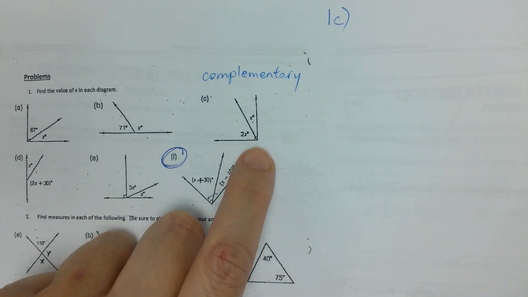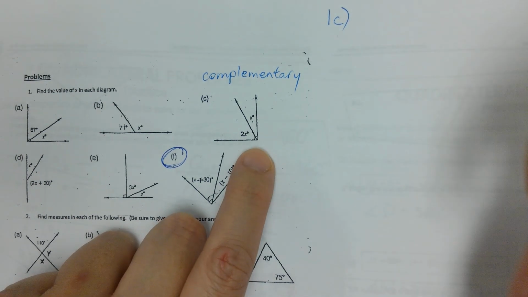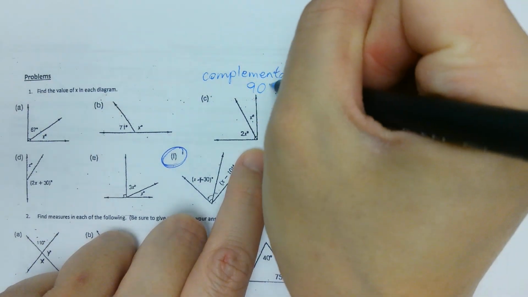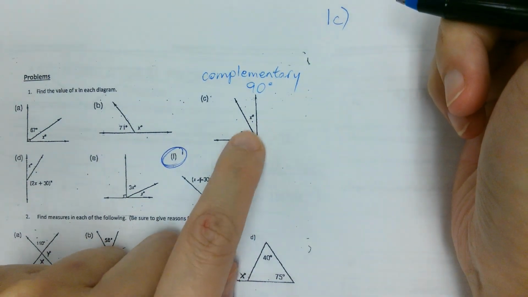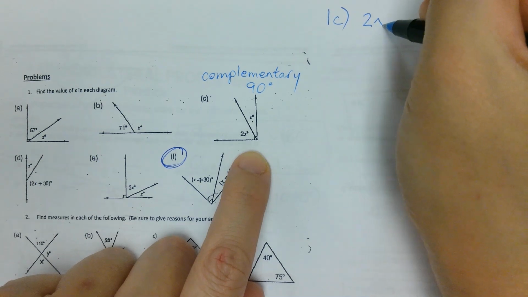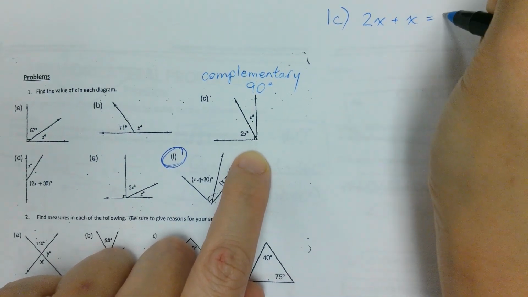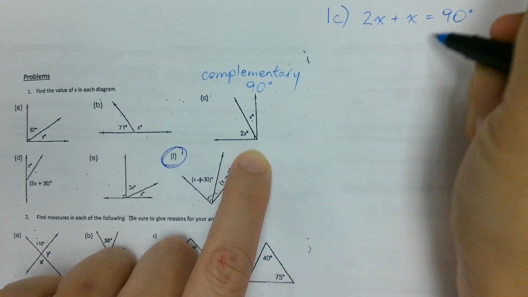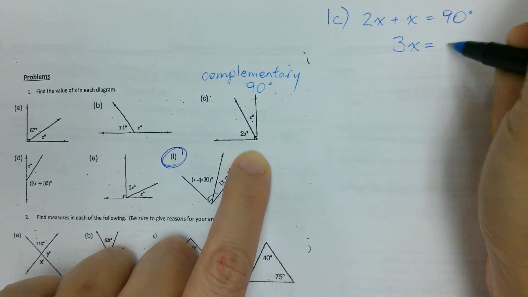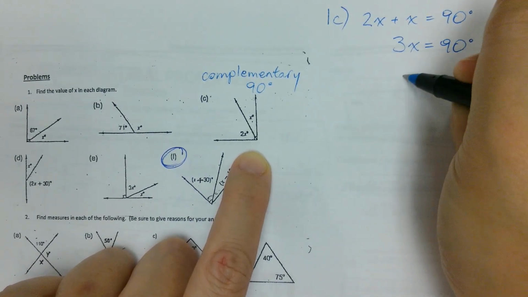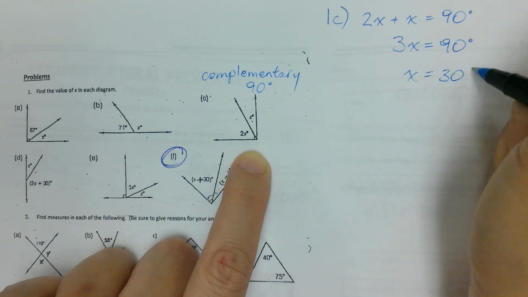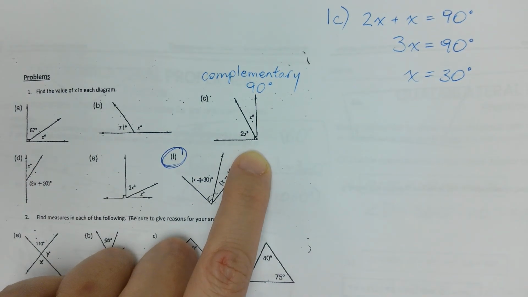All right, so complementary angle. Just like 180 is supplementary, 90 is called complementary. So it adds up to 90 degrees. So notice here, it's variables. 2x plus x equals 90 degrees. So collect like terms. So 3x equals 90 degrees. X equals 30.